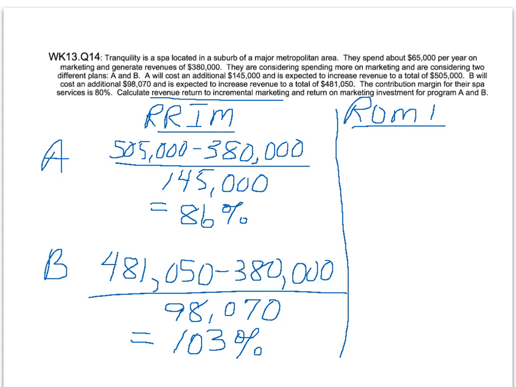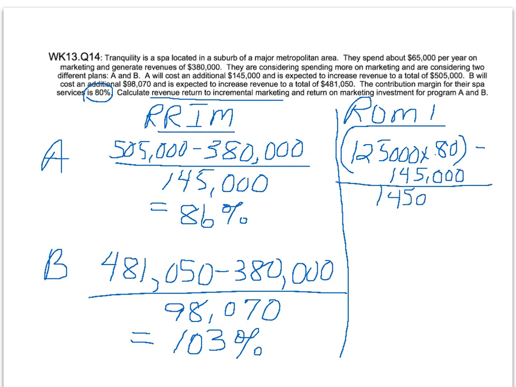Now, drilling down to the margin level, taking a look at ROMI, which is return on marketing investment. Well, we're going to take that incremental revenue here, which in the case of A is $125,000. We need to multiply it by our contribution margin, which is 80%, so 0.8. Then we're going to subtract the marketing expenditure of $145,000, all divided by $145,000. In this case, that's going to yield a negative 31% return.